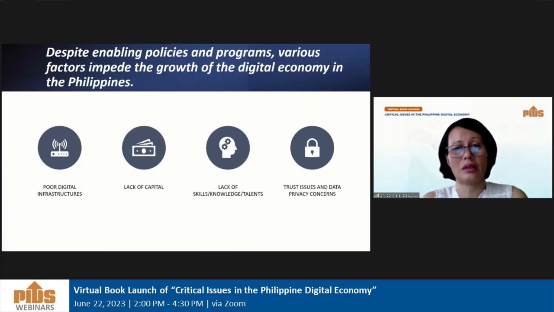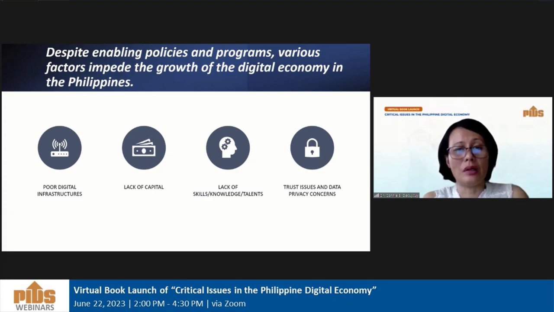what is the evidence? What are the critical issues? So we note that based on the book chapters, we're synthesizing this, despite enabling policies and programs, various factors impede the growth of the digital economy in the country. And there are four major themes that we have identified. One would be the poor digital infrastructures, which essentially constrain the development of smart cities and explains why the country lags in digital transformation. The unreliability of connectivity and the high cost of internet also comes into play here.